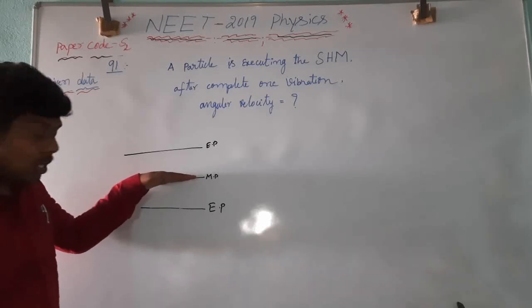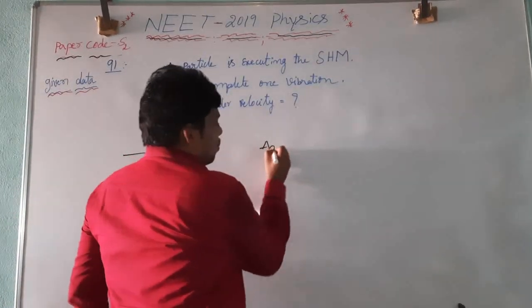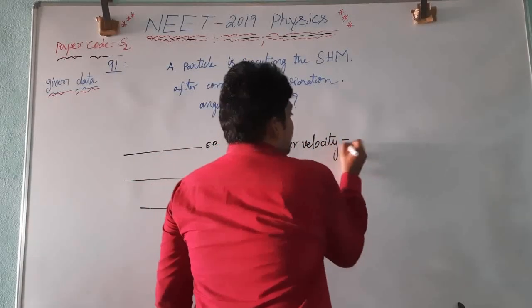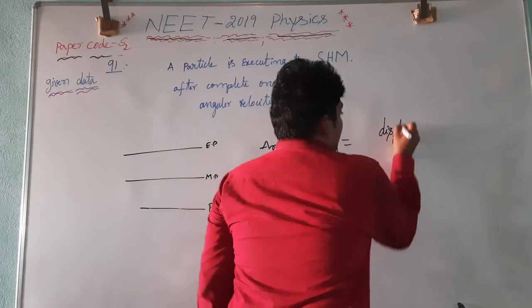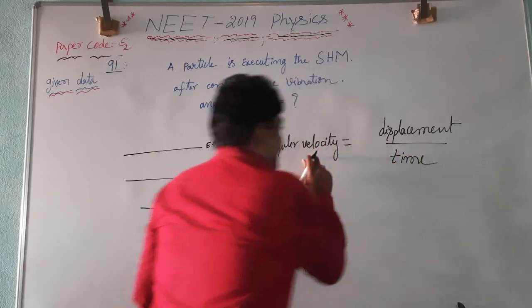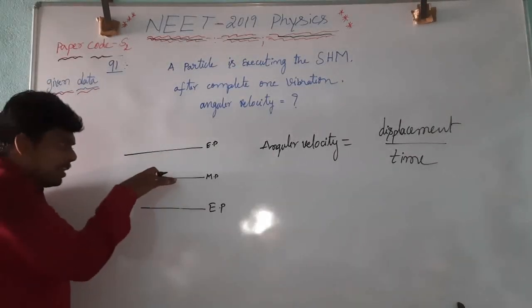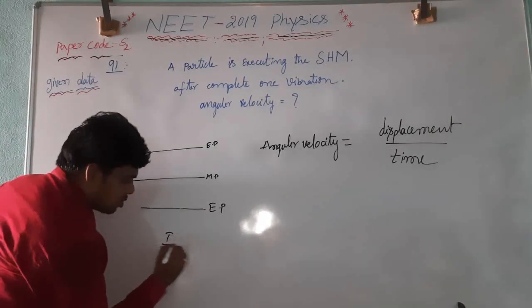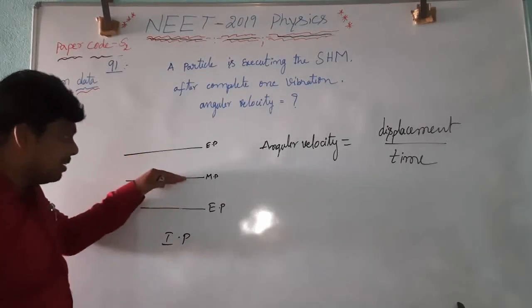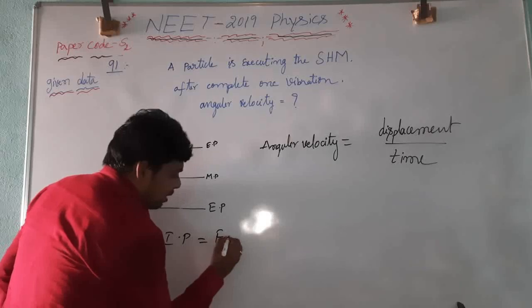This is one vibration. In this one vibration, what about the angular velocity? Angular velocity is given by displacement divided by time. If you want to calculate the angular velocity, we have to take the value of the displacement. Initially the particle is at the mean position, and after one vibration it reaches the mean position only. That means the initial position and final position are both the same.